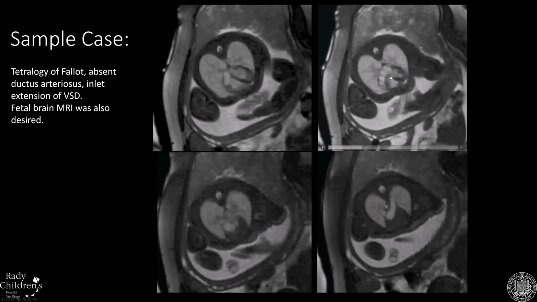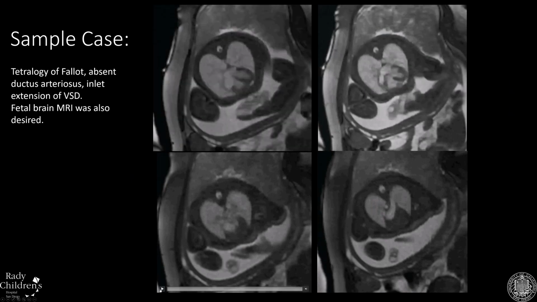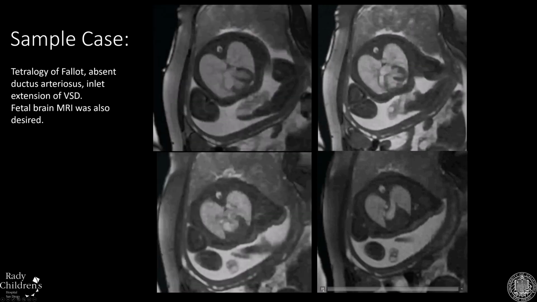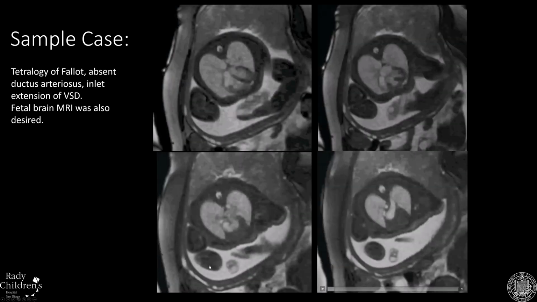The VSD in this patient had some inlet extension and the AV valves arose at the same level. Our branch pulmonary arteries were confluent. You can see the white dephasing artifact of that left pulmonary artery, and the right pulmonary artery had more of a black dephasing artifact in that image, and a left-sided aortic arch.